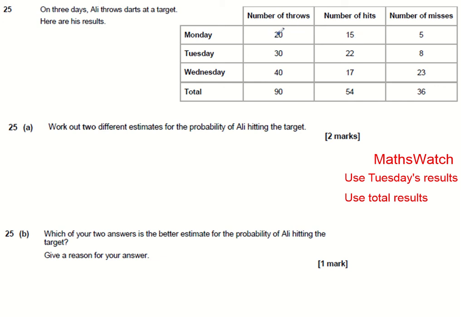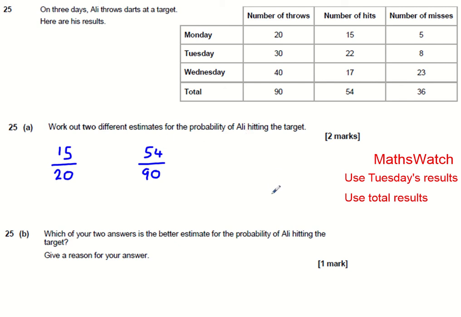So I'm going to choose Monday's probability, so he hit it 15 times out of 20. If you want to simplify that down to 3/4, you can do. I can leave it as 15 over 20, that's perfectly correct. And I'm also going to choose the total and do 54 over 90, which you could simplify down to 3/5 if you wanted to. I'm going to leave them as they are. So there's two different estimates, and you can literally choose any combinations you want.